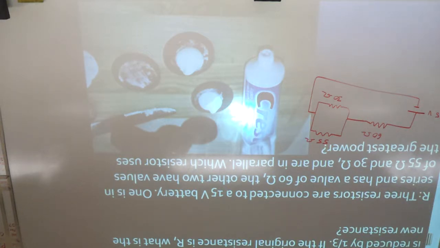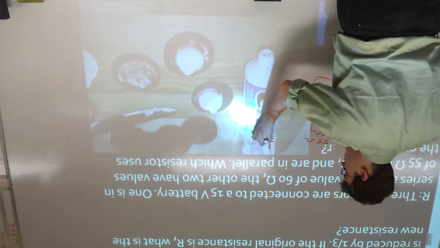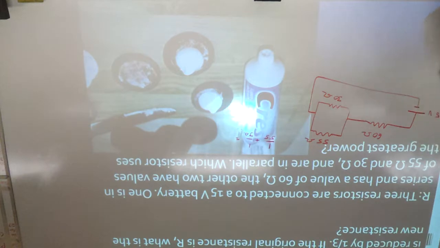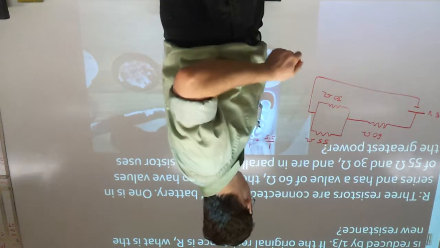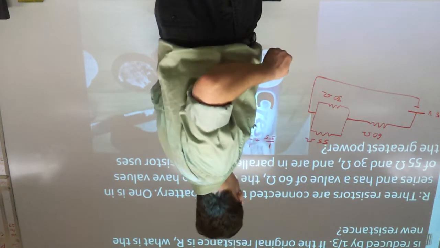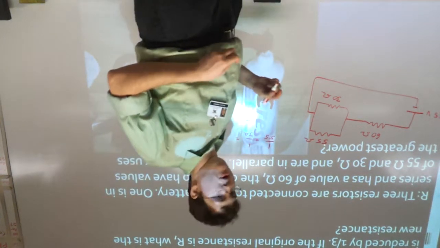All right, so here's what I'm going to do. I'm going to solve for current, and then look at the potential drops across each. So solving for current, let's condense these two down. 1 over 55 plus 1 over 30. What does that come out to be? 19.412 is the equivalent for the parallel. Then plus 60, so we got 79.412.